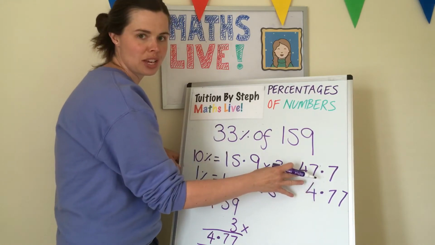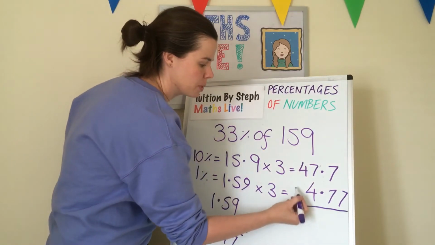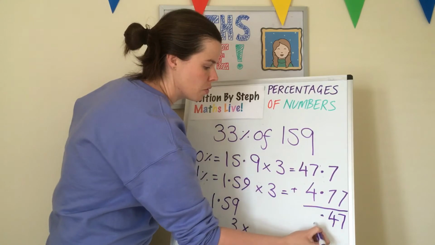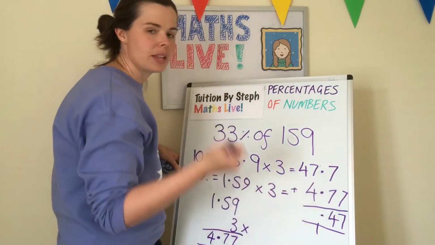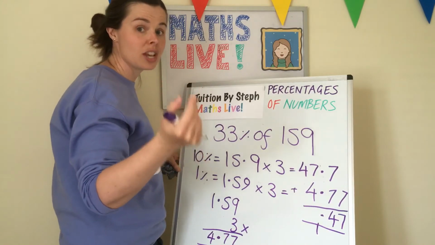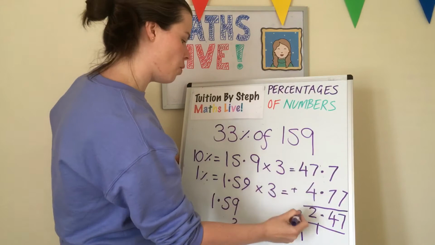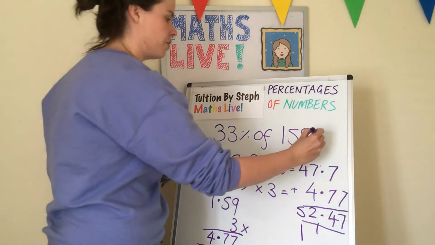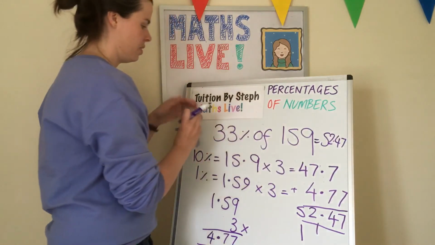But I didn't want to show you that straight away. I didn't want to confuse you. I want you to keep practicing, find 10% and 1%. So there's 7, 14, 4 and 4, 7 and 4. So 7, 8, 9, 10, 11, 12 with the 1. And then you've got your 4 and your 5. So 33% of 159, if I can squeeze that on, is 52.47.